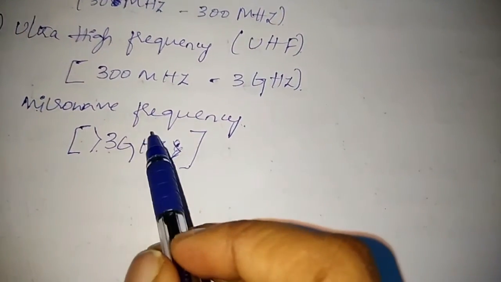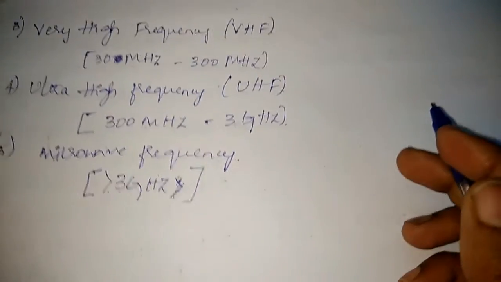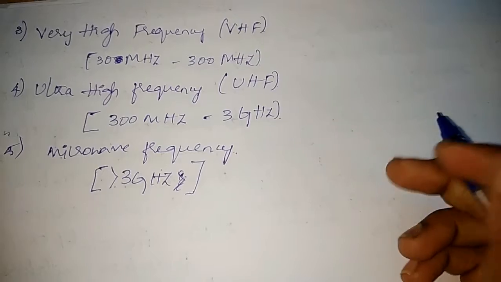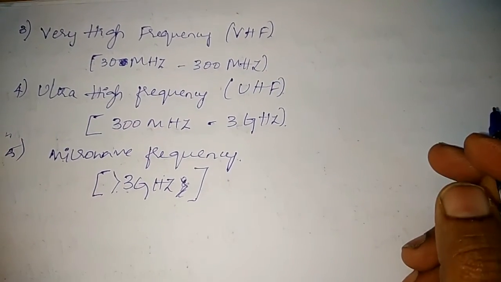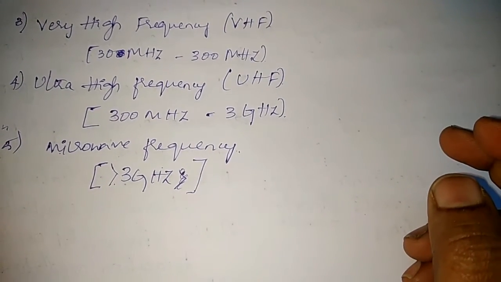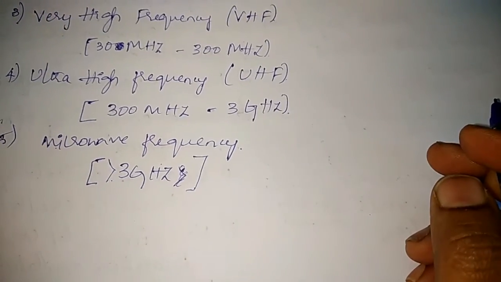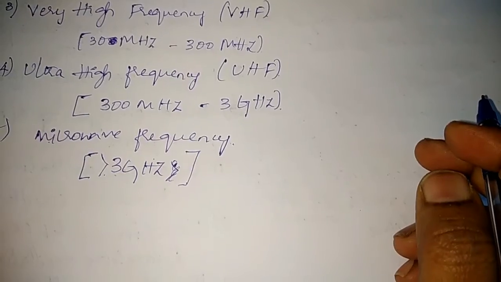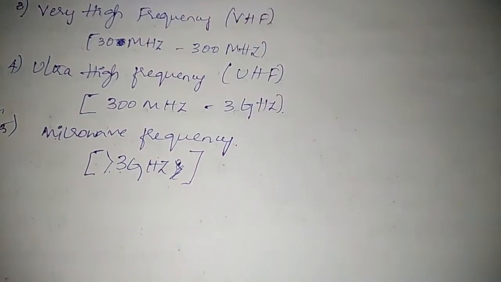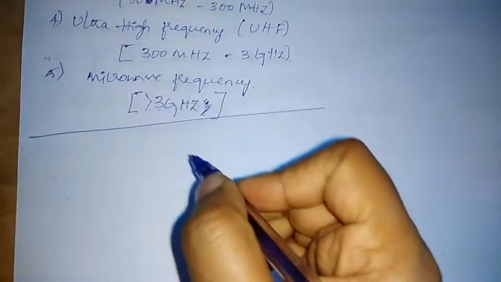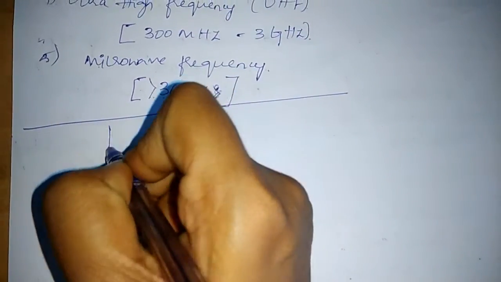Okay, all these come under frequency. So you have audio frequency, then radio frequency, then very high frequency range and ultra high frequency range, microwave frequencies. Depending on the frequency range it is generating, we can classify the oscillators. So the next we have is feedback.